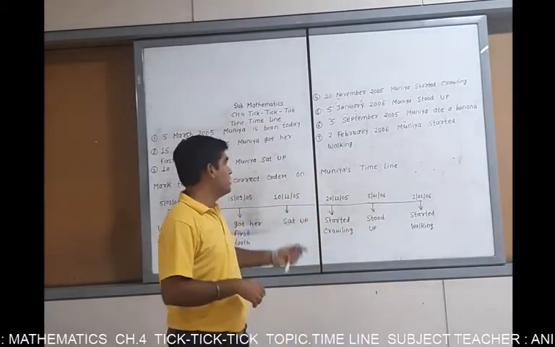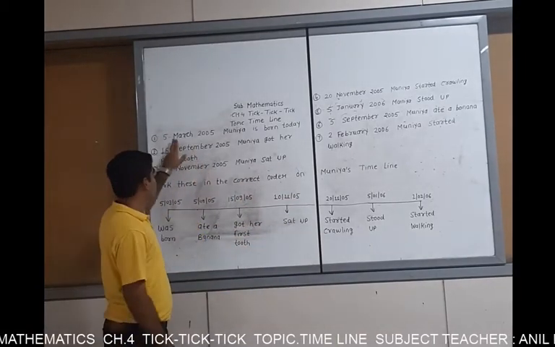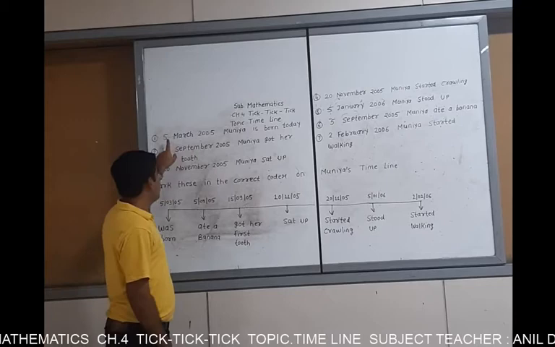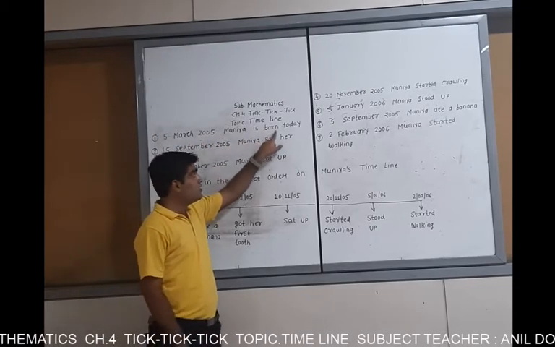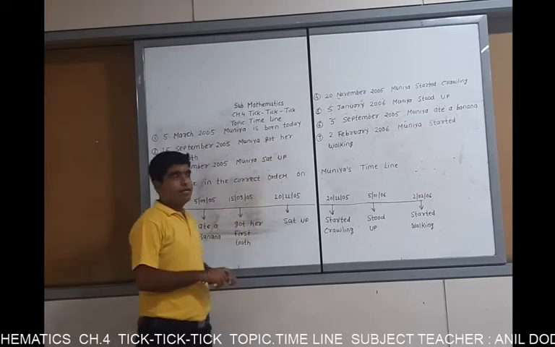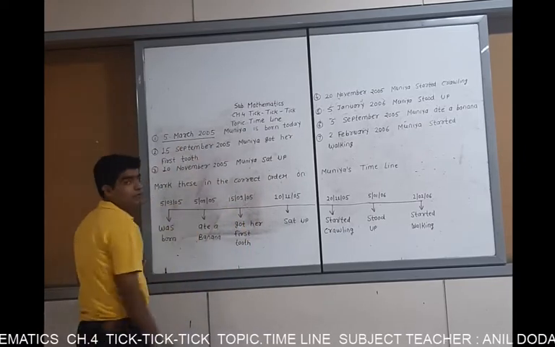Now first of all, start from this. Listen here. This is all given to you. Here will be 5 March 2005. Munia is born today. Now listen here. Here will be 5 March 2005.